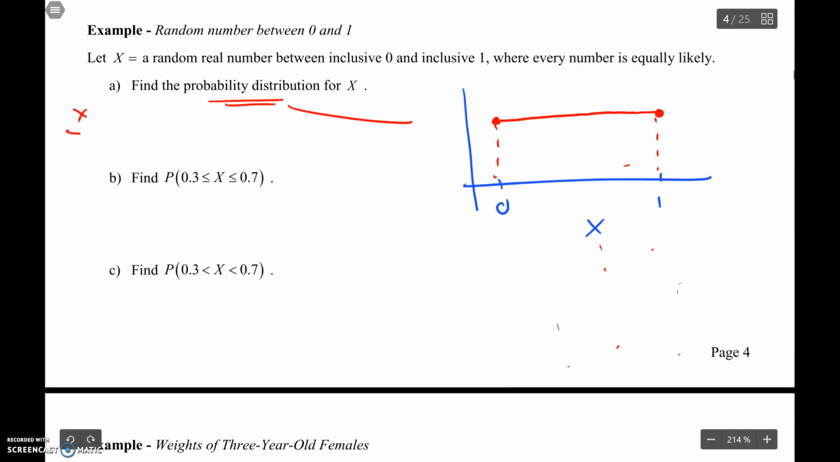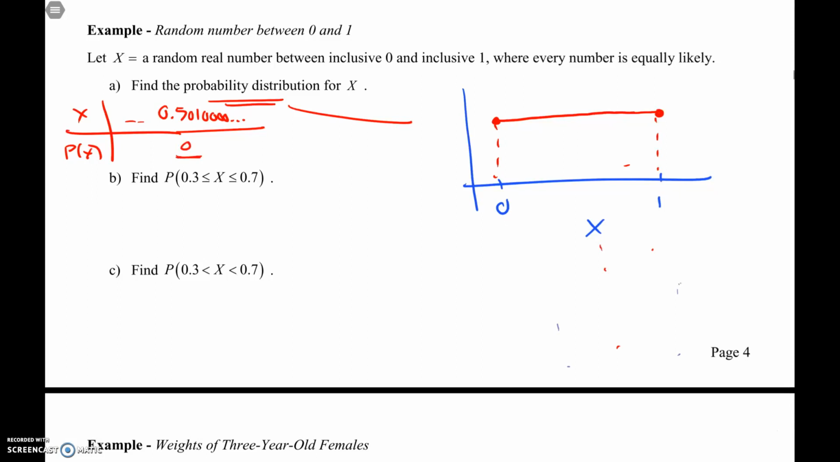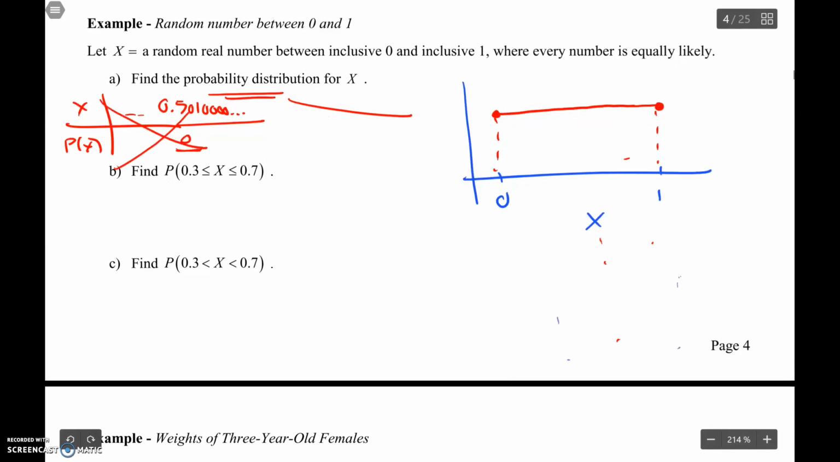I can't make a table of values because I can't list all the values, since there's an infinite number of them. And even if I were to list one of them, the probability of that one value occurring is 0. Because there's infinitely many, the probability of any one of them is nil. So instead, we just draw the graph.